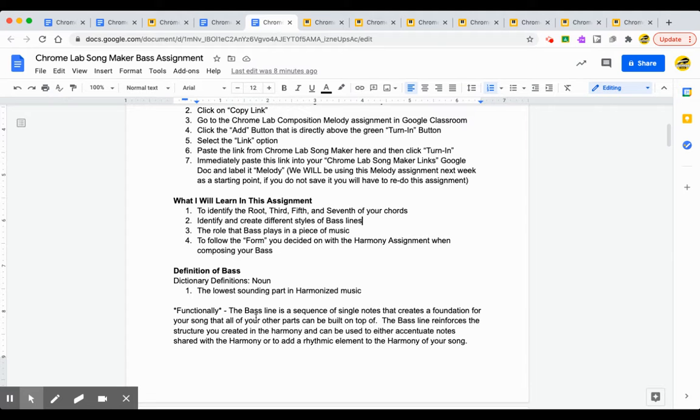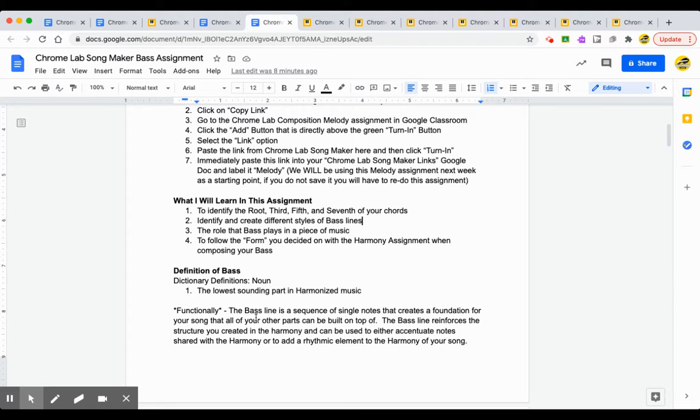What are we learning in this assignment? There are different functions that the notes in a chord serve, and that is very important as we build our bass lines. They're called the root, third, fifth, and seventh if your chord happens to have 4 notes to it. We're going to, number 2, identify and create different styles of bass lines. I will present multiple to you. Number 3, the role the bass line plays in a piece of music is very important. And number 4, to follow the form that you decided on in your harmony.